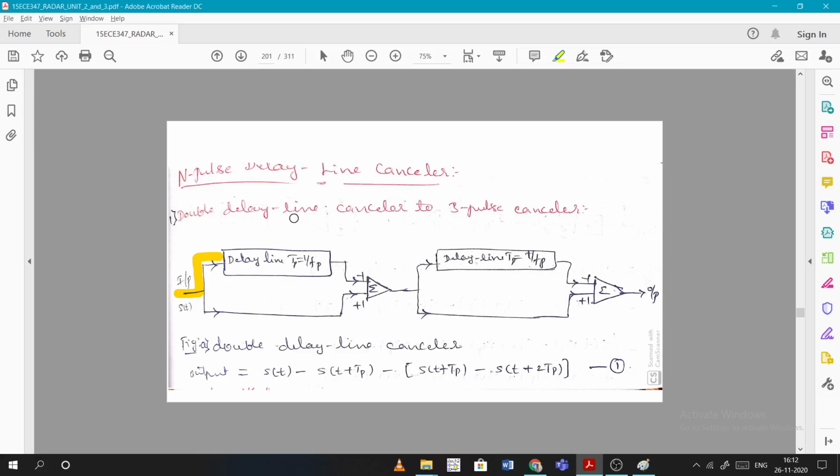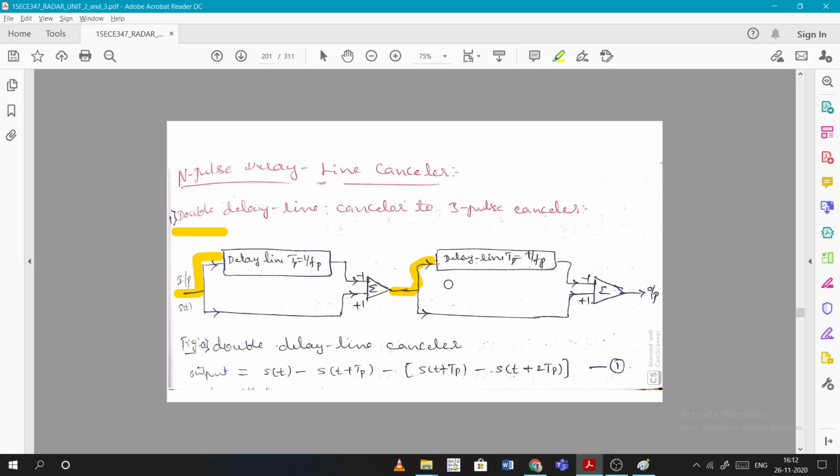I have told you about the delay line canceller, right? In the single delay line canceller, there will be one delay and there is the input signal. One will be sent into the delay, and the delay output is compared with the original input. Once it is compared, that is the single line. We are talking about double, so again this output is done the same way.